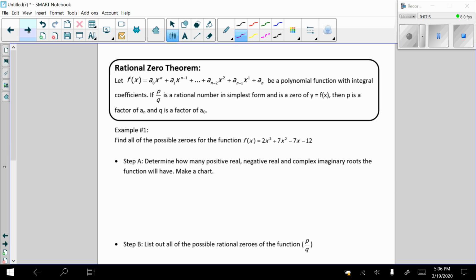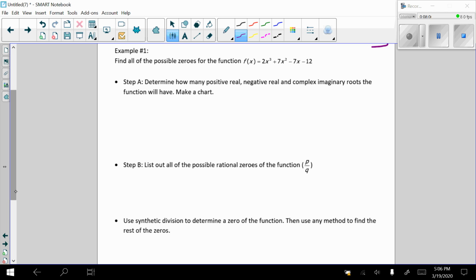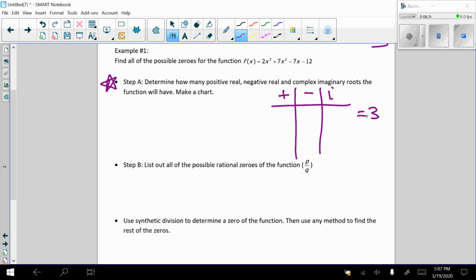Let's turn the page. So remember I told you we're only going to do part of this lesson. We're going to talk about this tomorrow. You're going to just use Descartes' rule of signs to figure out how many possible positive, negative, and complex or imaginary roots we might have. Now the chart that I would suggest you make, I like to make this little chart over here. Positive, negative, and imaginary. Keeping in mind, these should add up to 3.